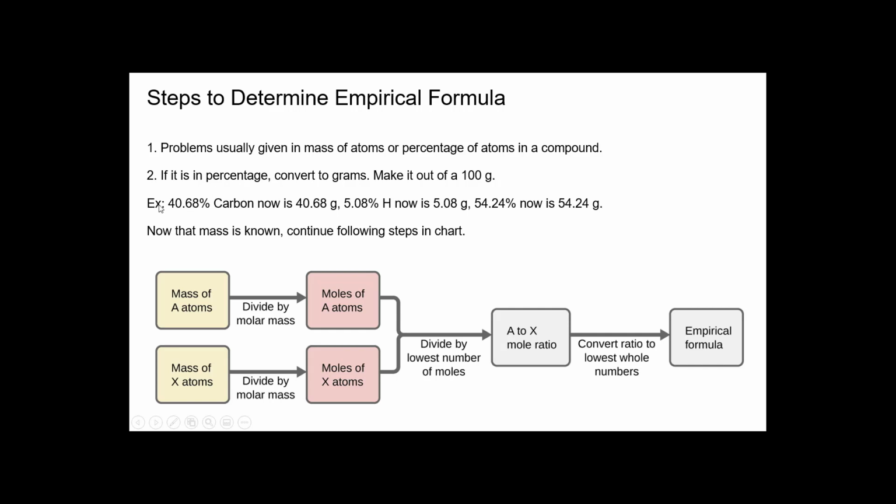If you're ever given a problem with percentage, you never have to worry about this equaling 100. The person who's providing the problem should make sure that there's no errors regarding that, and then you simply make it out of 100. So this 40.68% carbon would now be 40.68 grams. 5.08% would be 5.08 grams, and so forth. By doing this, you are now actually at this step, and then you can go forward.